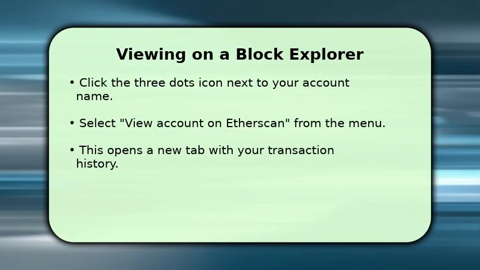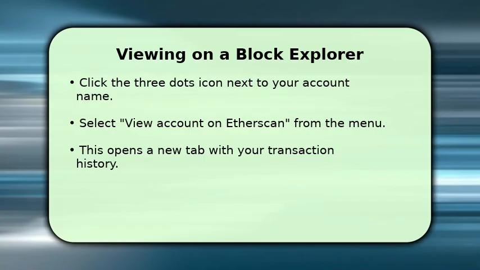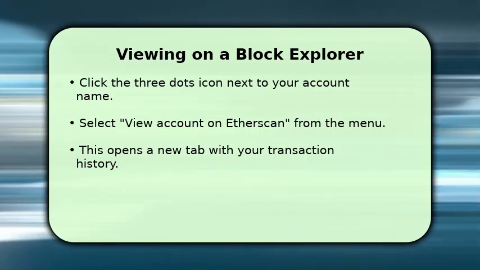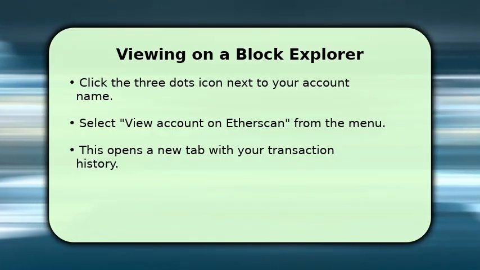For a more detailed view, click the three dots icon located next to your account name. From the drop-down menu, select View Account on Etherscan. This action will open a new browser tab displaying your complete transaction history and other relevant details on the Etherscan Block Explorer. It provides a comprehensive overview.